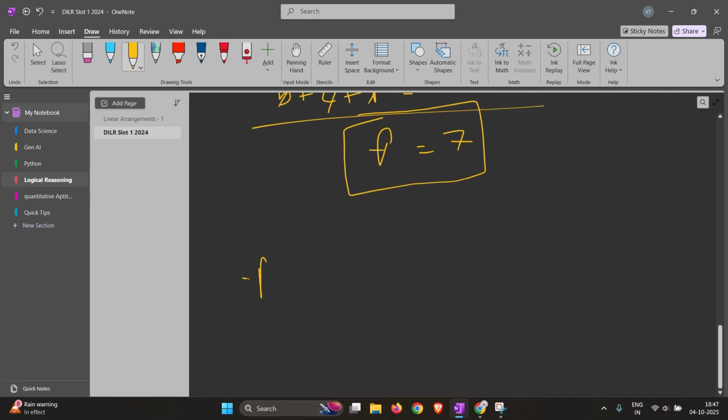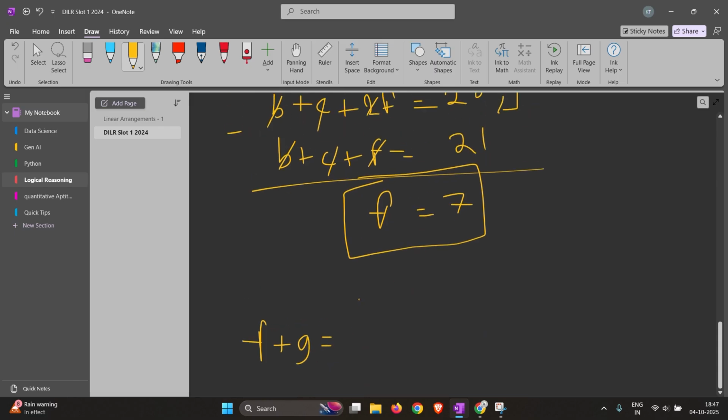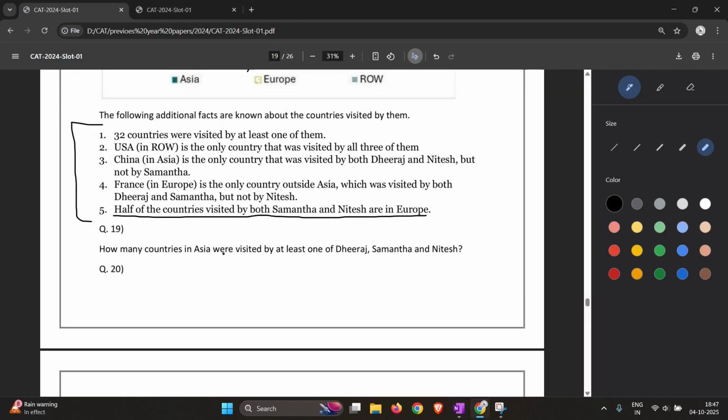So F plus G equals, we know F is 7 and G is 1, so we know that they are 8. And now we know that half of them, so half of 8, which is 8 divided by 2, would be 4. So 4 of these countries are in Europe. So now we know this as well. Now let's see what the questions are.